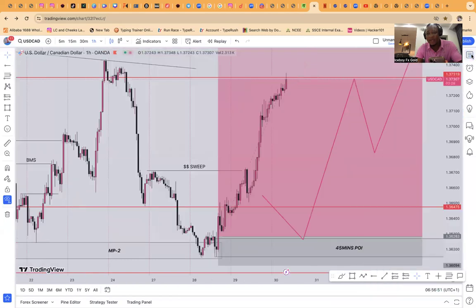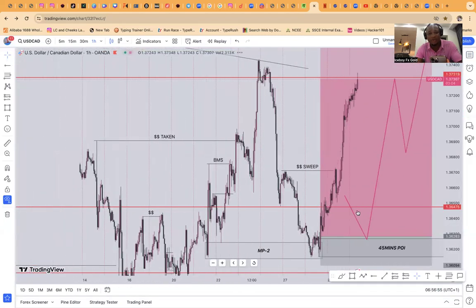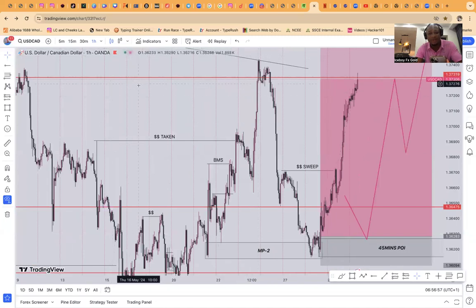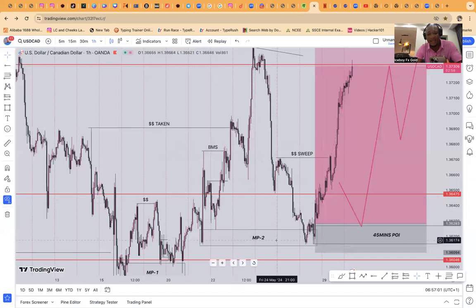Yes, we have USD CAD buys. You can see all these trades going fine. If I had to break this one also down, you can see the point here where price mitigated this guy after this break of structure.